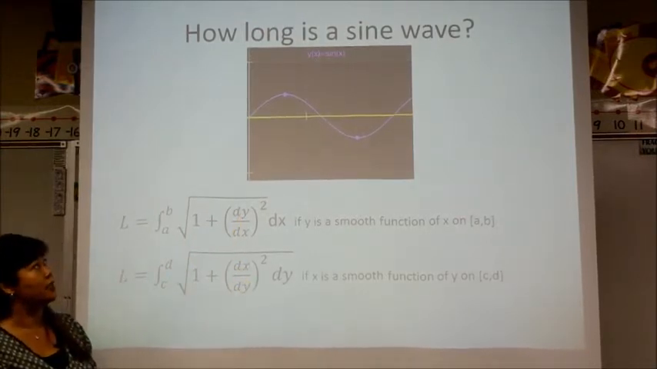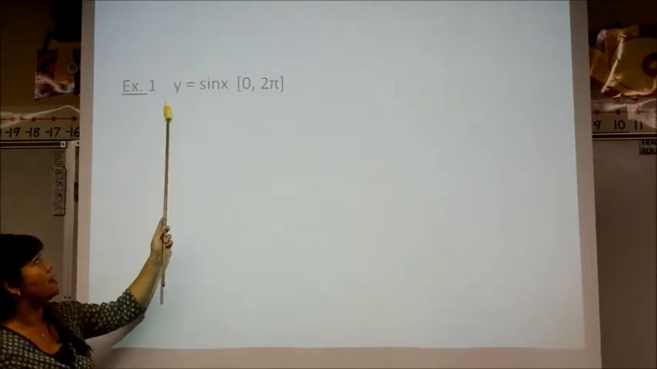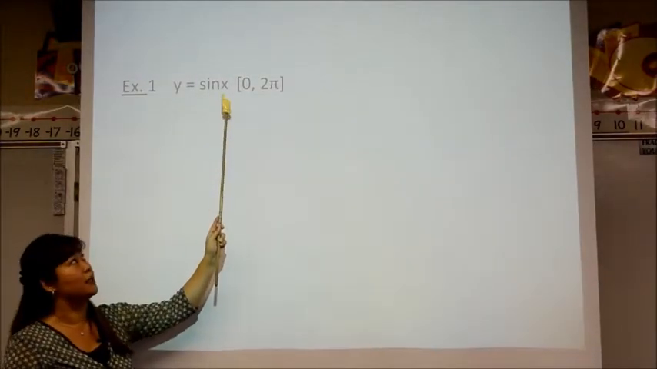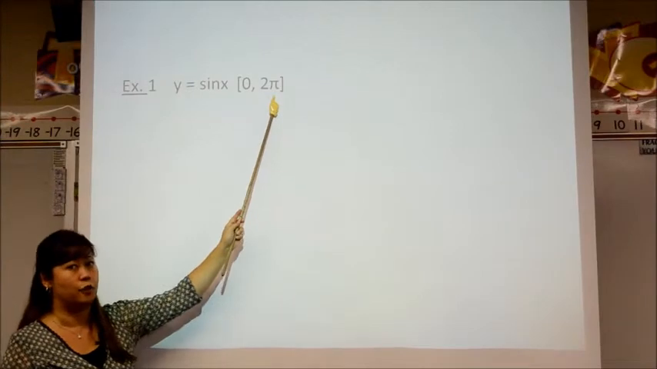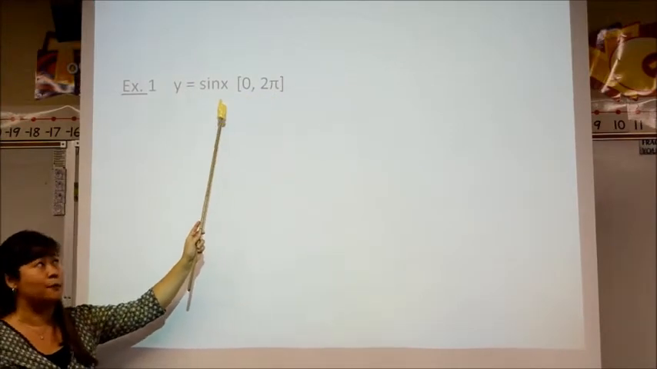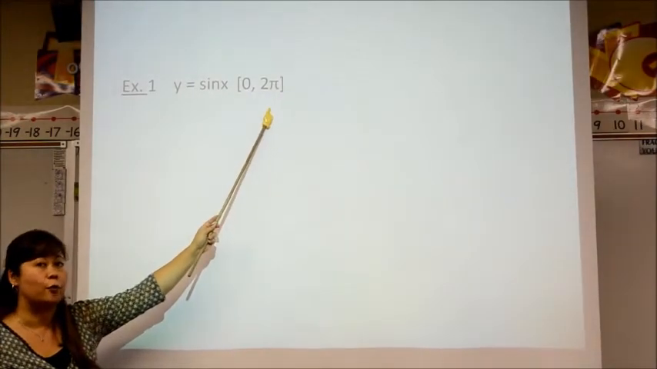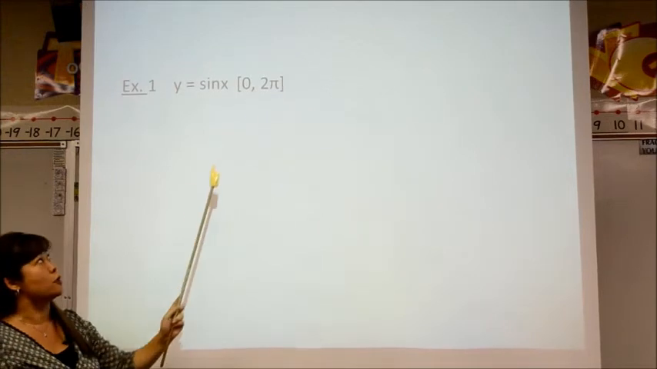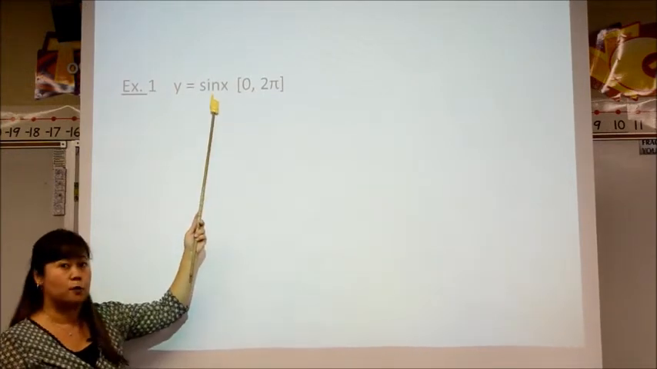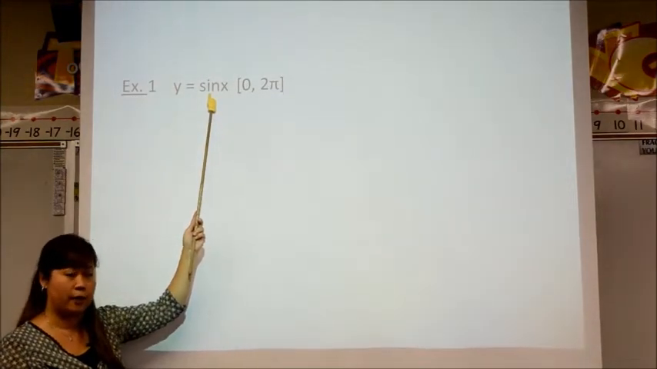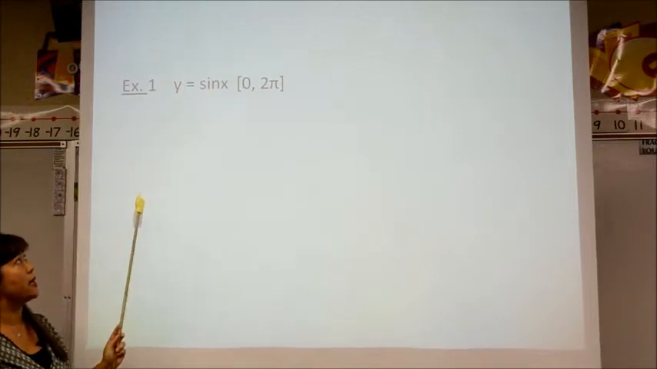All right, so now let's take an example. Let's say I have y equals sine x, and the limits are between 0 to 2 pi. If you can imagine the sine wave between 0 to 2 pi, we're trying to figure out what is the length of that curve. So we want to take the derivative of sine. What's the derivative of sine? Right, cosine. So now let's put that into the formula.